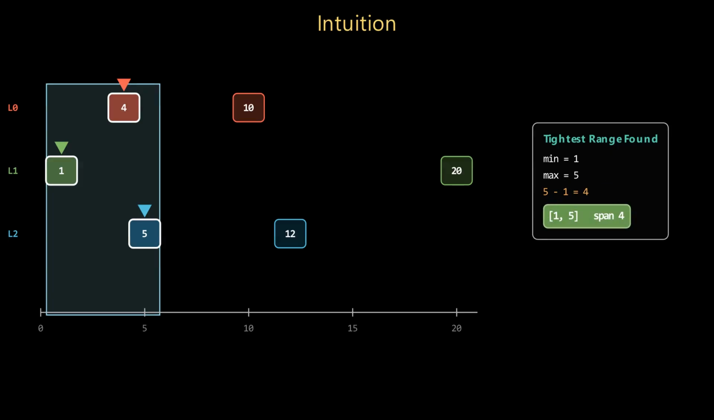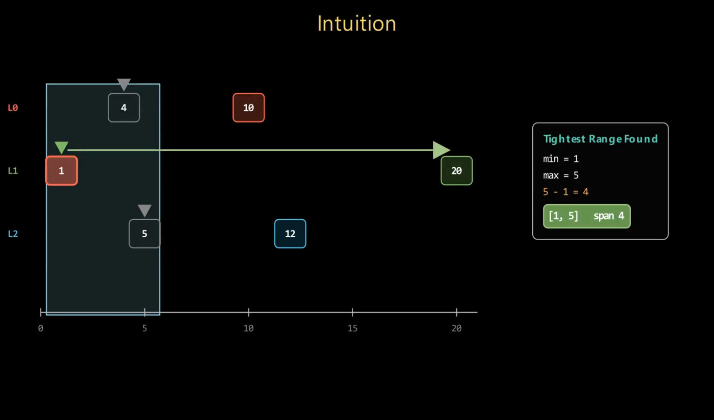Now, how do we shrink this range? To make a range smaller, we either have to bring the maximum down, or pull the minimum up. Because our pointers can only move forward through these sorted lists, our maximum can never decrease. The only way to optimize this range is to find a larger replacement for our bottleneck. We must greedily slide the pointer holding our absolute minimum value.